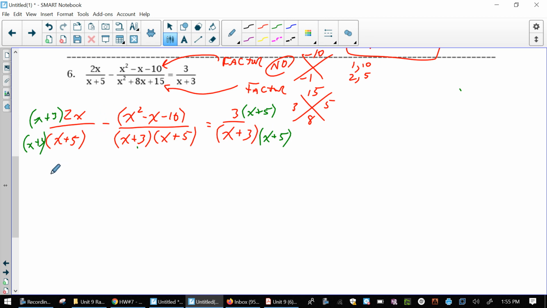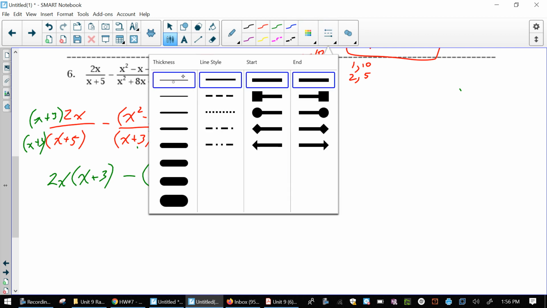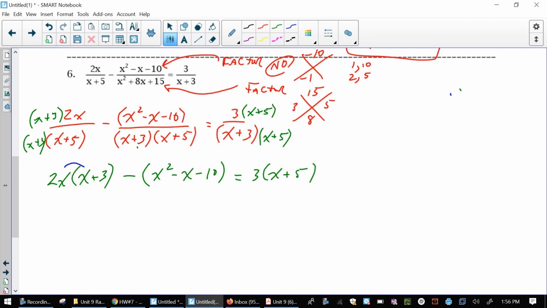So on the top, let's just rewrite our new equation with our numerators. 2x times x plus 3 minus. And again, this is where it's a good idea to put this in parentheses, because remember, we're subtracting that whole thing, so we can think about that as a minus sign or a negative sign being distributed to that whole expression.